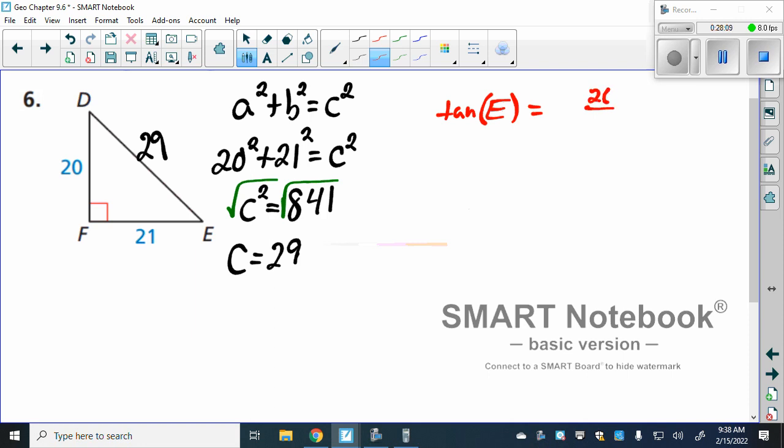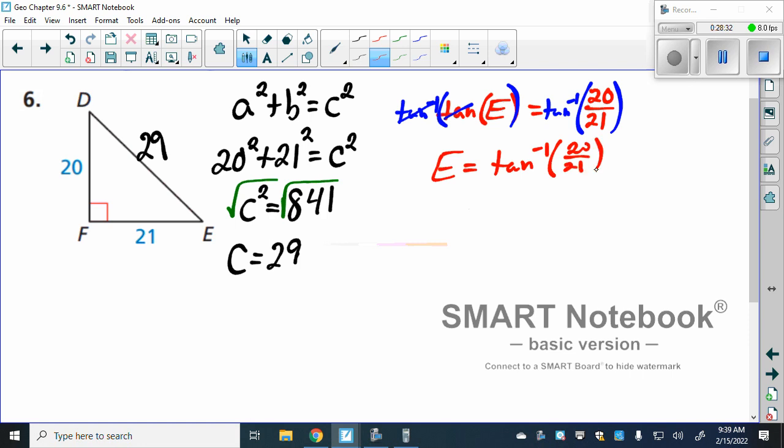So the opposite side to angle E is 20, and the adjacent side is 21. Now to solve for the angle, we have to use our inverse, tangent inverse. And the tangent inverse and tangent will simplify out, leaving us E is equal to tangent inverse of 20 over 21. So E is 43.6 degrees.